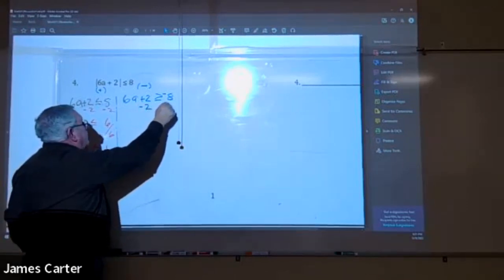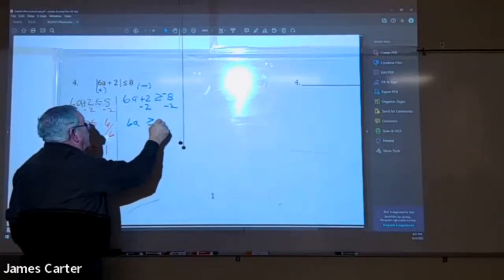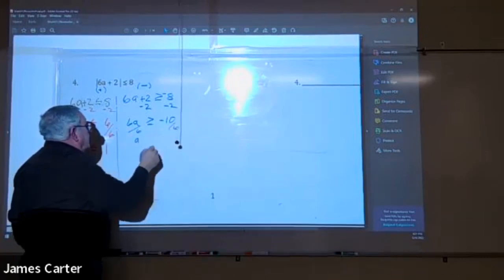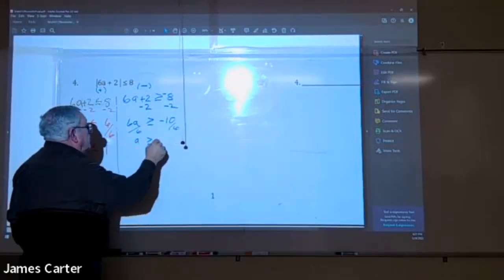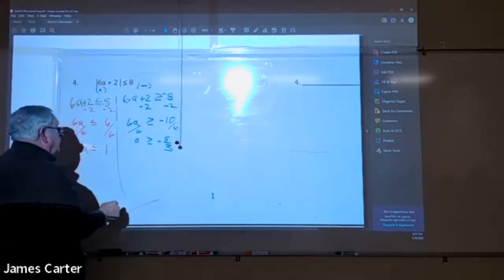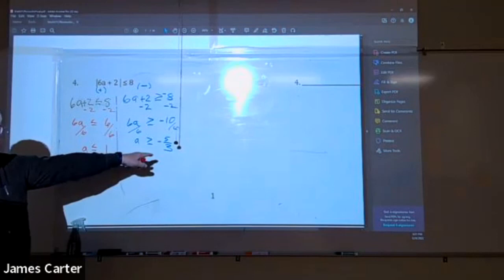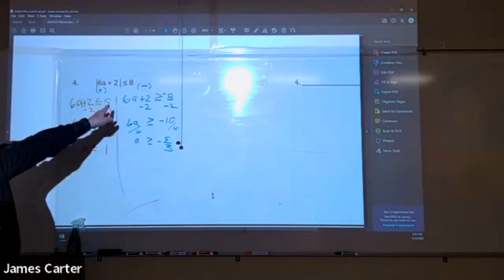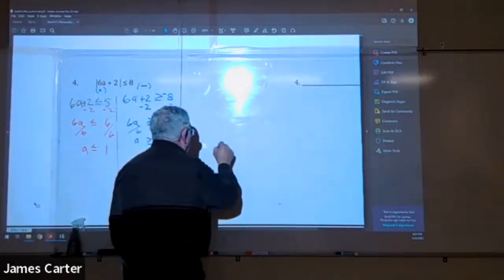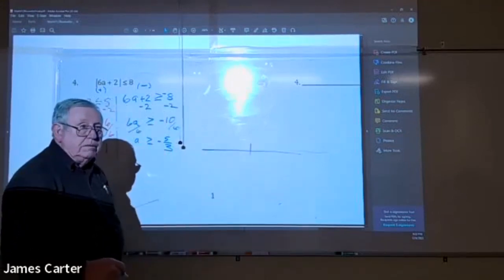minus 2, 6a greater than or equal to negative 10. Divide by 6, divide by 6. A greater than or equal to negative 5/3. Okay. Now, we can't just write 1 and negative 5/3 like we did the other one because these are inequalities. So we have to do an interval notation. And the easiest way to do that is to graph them.